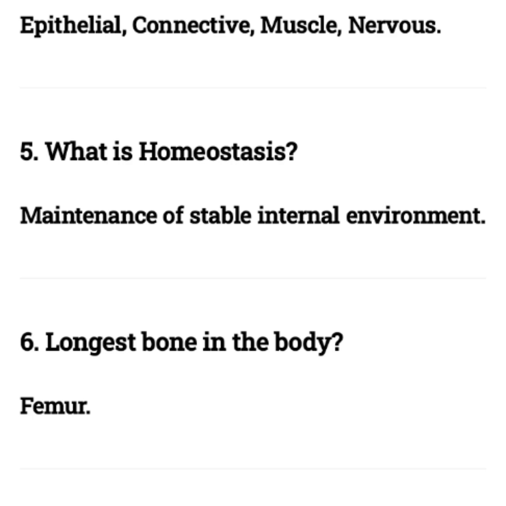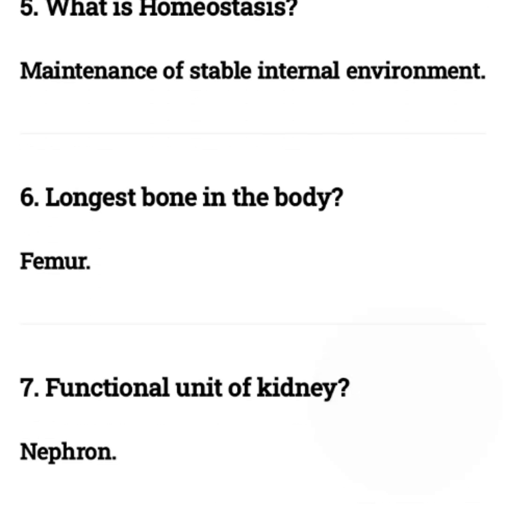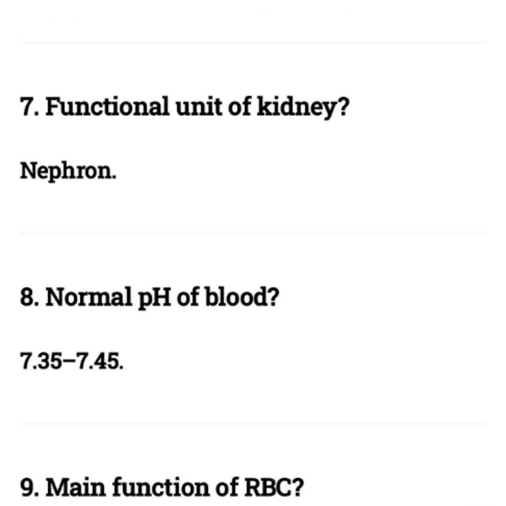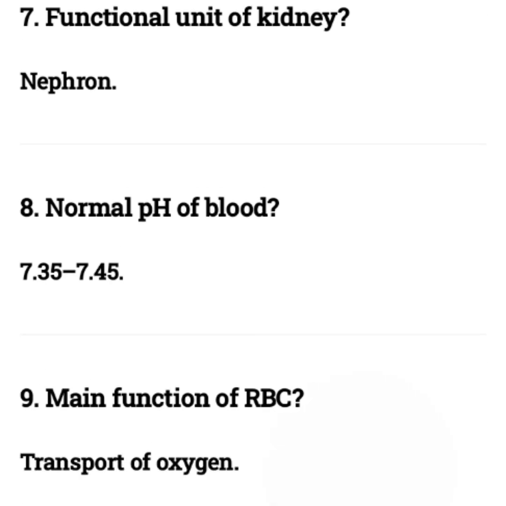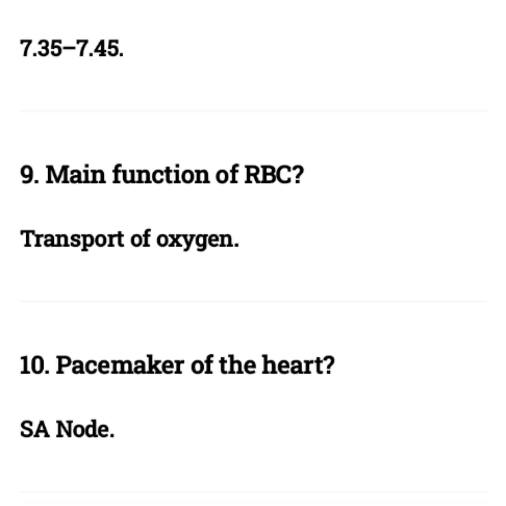What is called the longest bone in the body? The functional unit of kidney, nephron. Normal pH of blood, 7.35 to 7.45. Main function of RBC, transport of oxygen through hemoglobin. Pacemaker of the heart, SA node.